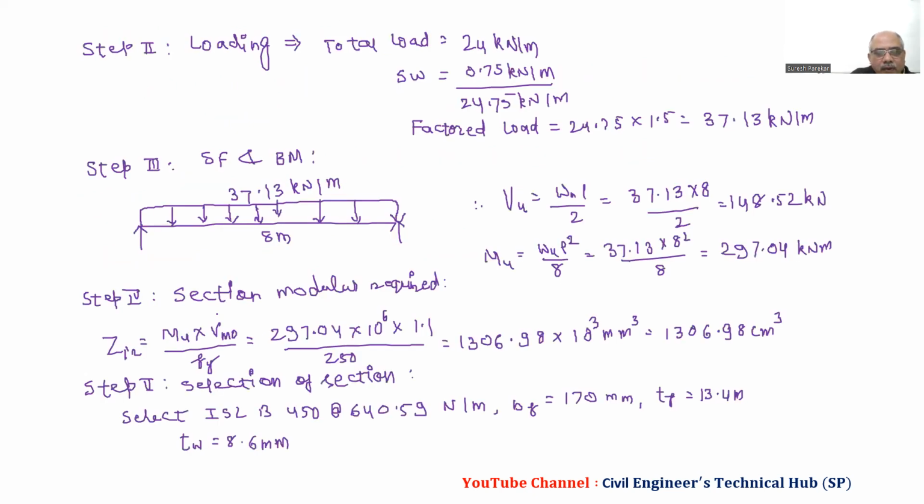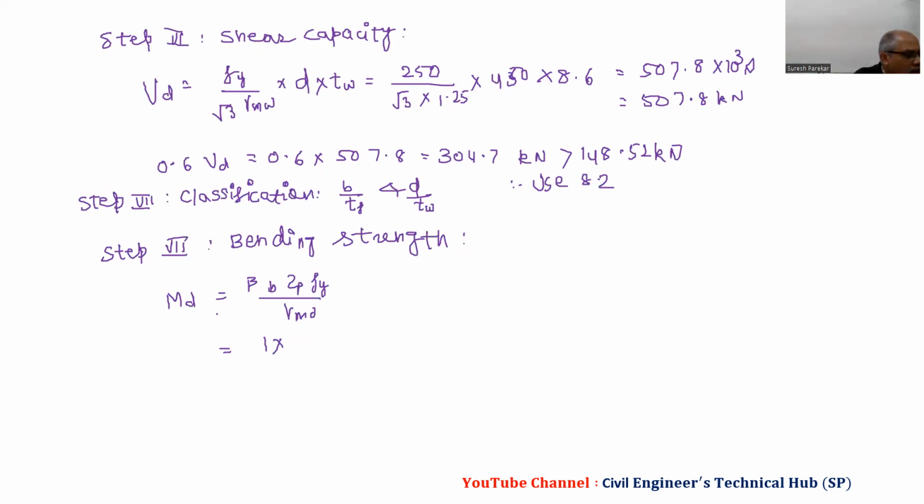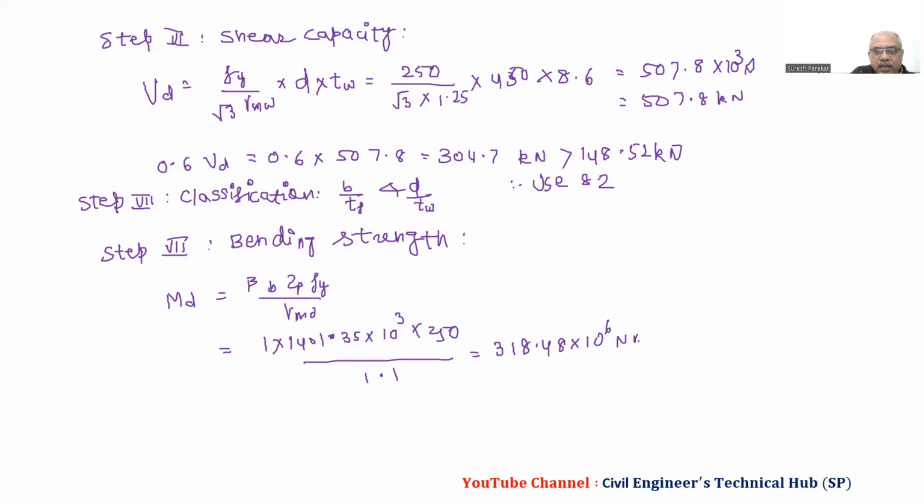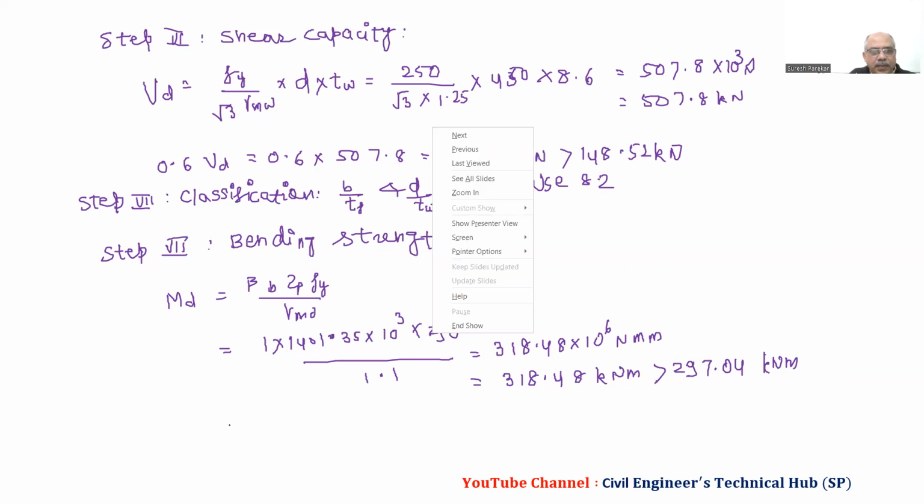ZP of this section we have 1401.35 into 10 raised to 3 into 250 upon 1.1, and it comes 318.48 into 10 raised to 6 Newton millimeter, equal to 318.48 kilonewton meter, greater than 297.04 kilonewton meter.